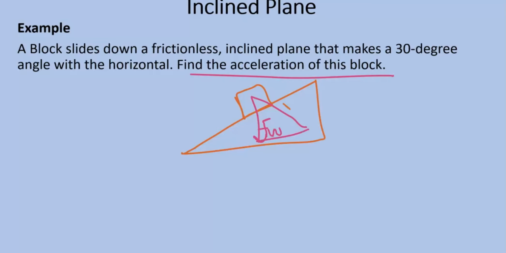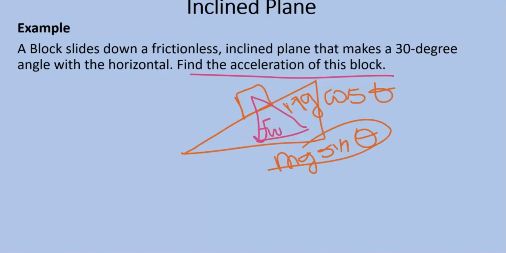As we mentioned earlier, we have this angle and this angle. This one will be the mg cos theta, and this side will be the mg sin theta. Since it's frictionless, we're looking at the component that is parallel to the ramp, which determines how the object moves, the acceleration of the object. This is our focus, the mg sin theta.